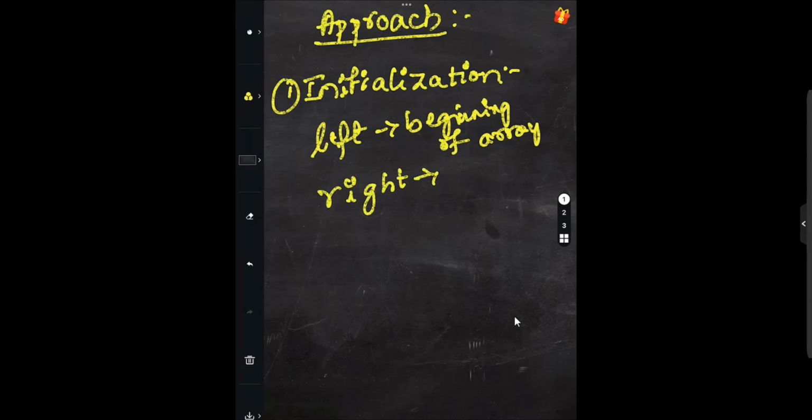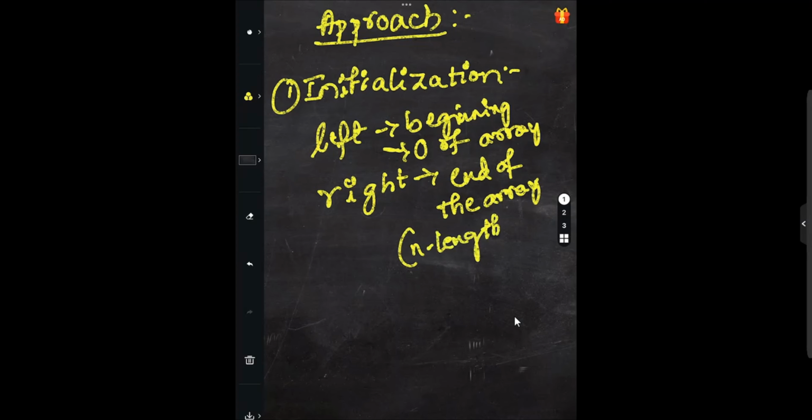Left at the beginning of the array means index 0 here. Right at the end of the array is nothing but numbers.length minus 1, nothing but the last index, right?